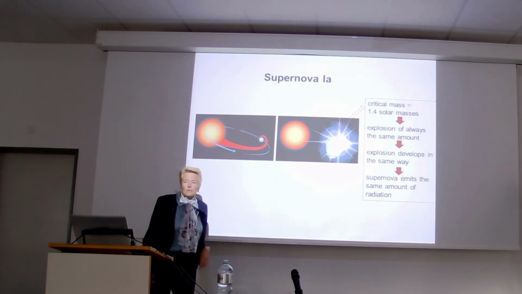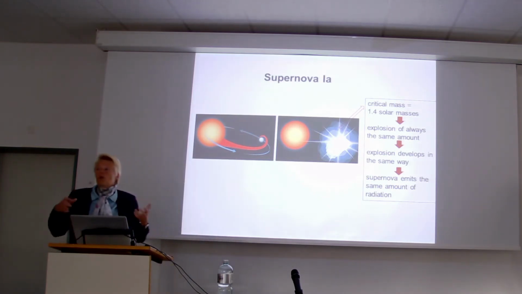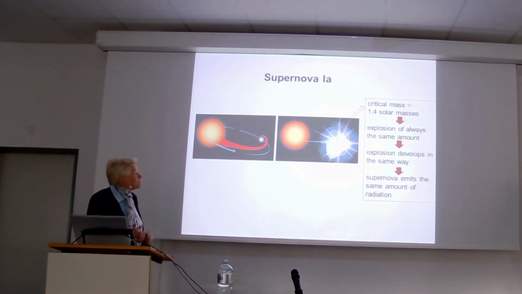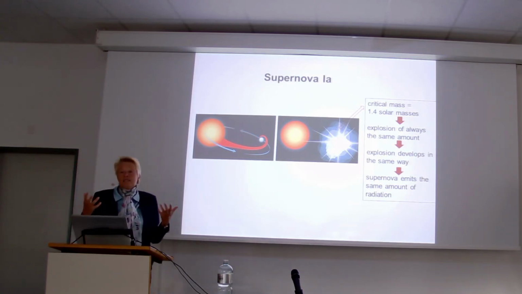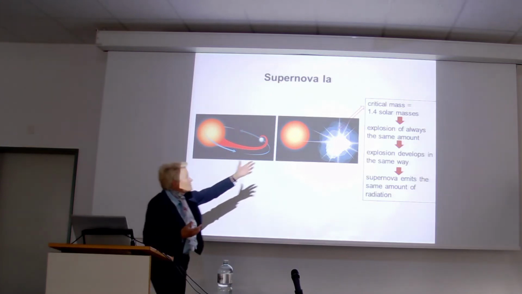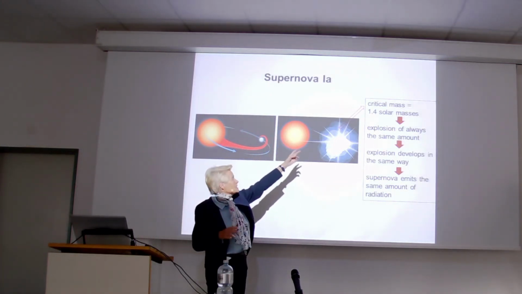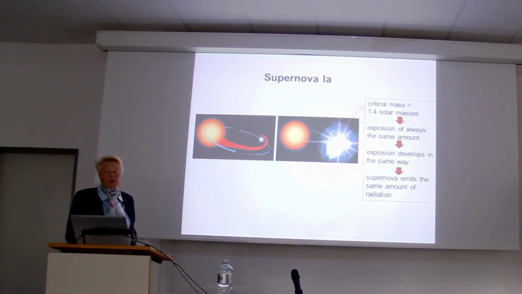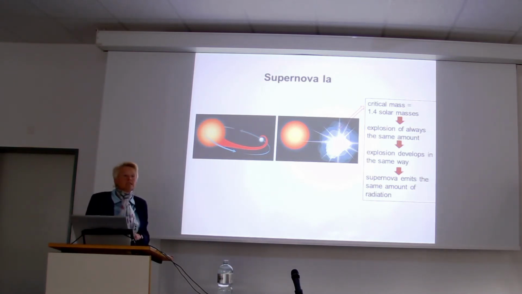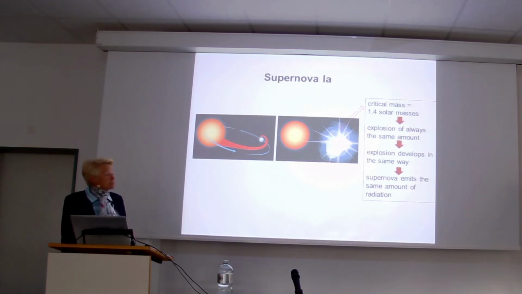That means the white dwarf is getting more and more massive because there is always gas accreting there. And at some point, this white dwarf is not stable anymore. There's simply too much mass, and this white dwarf explodes. It happens that this so-called critical mass is at 1.4 solar masses. So this happens when the white dwarf has 1.4 solar masses.